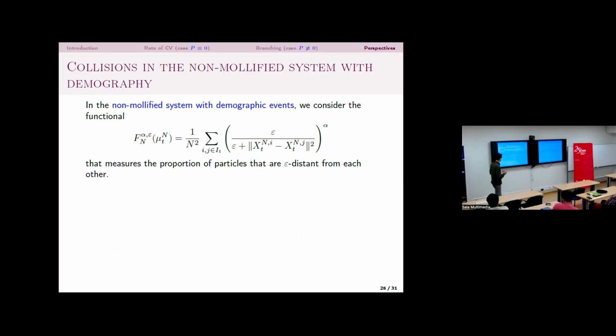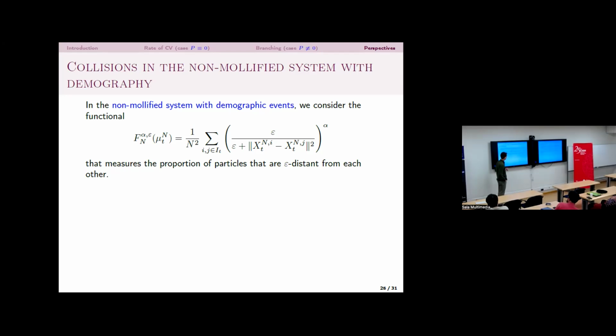Just to give you a flavor of how to do this, because now you have to deal with particles being very, very close. We worked with a functional of the empirical measure. The idea was to count the number of particles that are close, in some sense. Since we want to do stochastic calculus, it's better to have a functional which is smooth. You cannot just have something which tells you 1 if the particles are close, 0 otherwise; this would not be smooth enough.